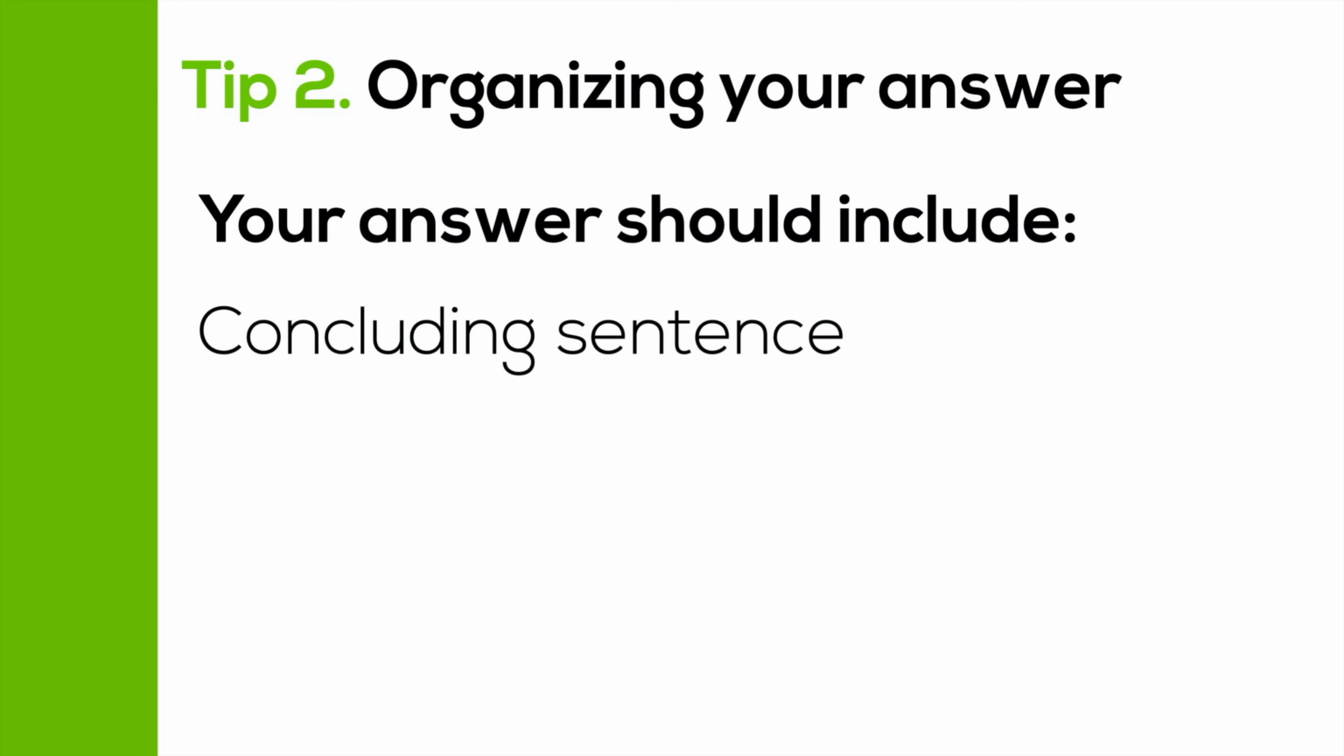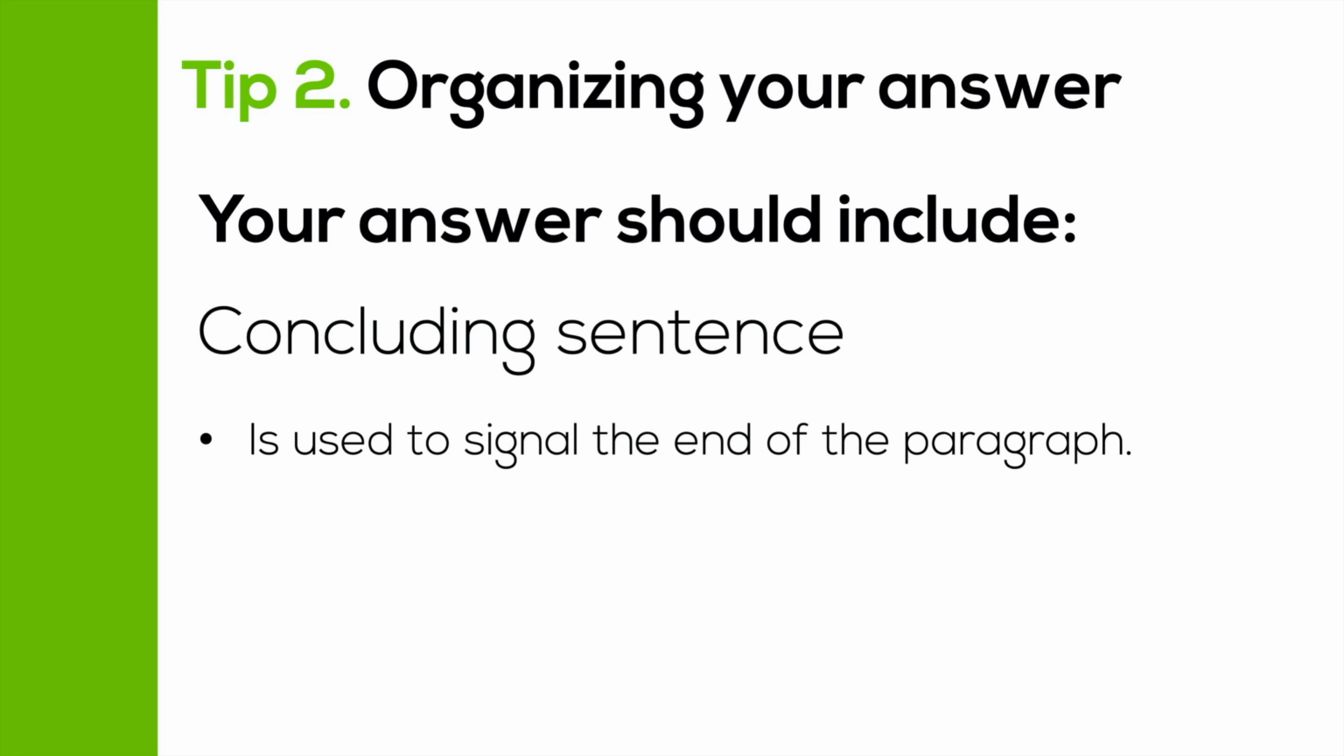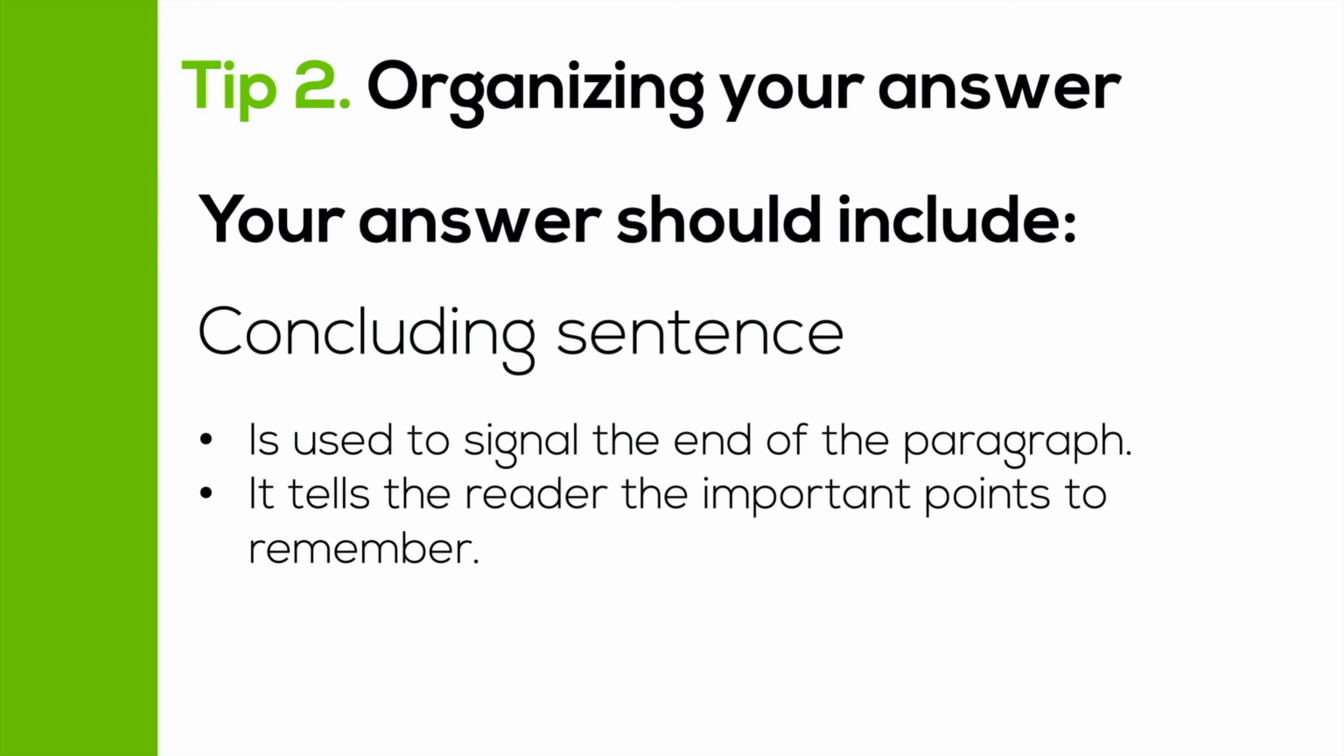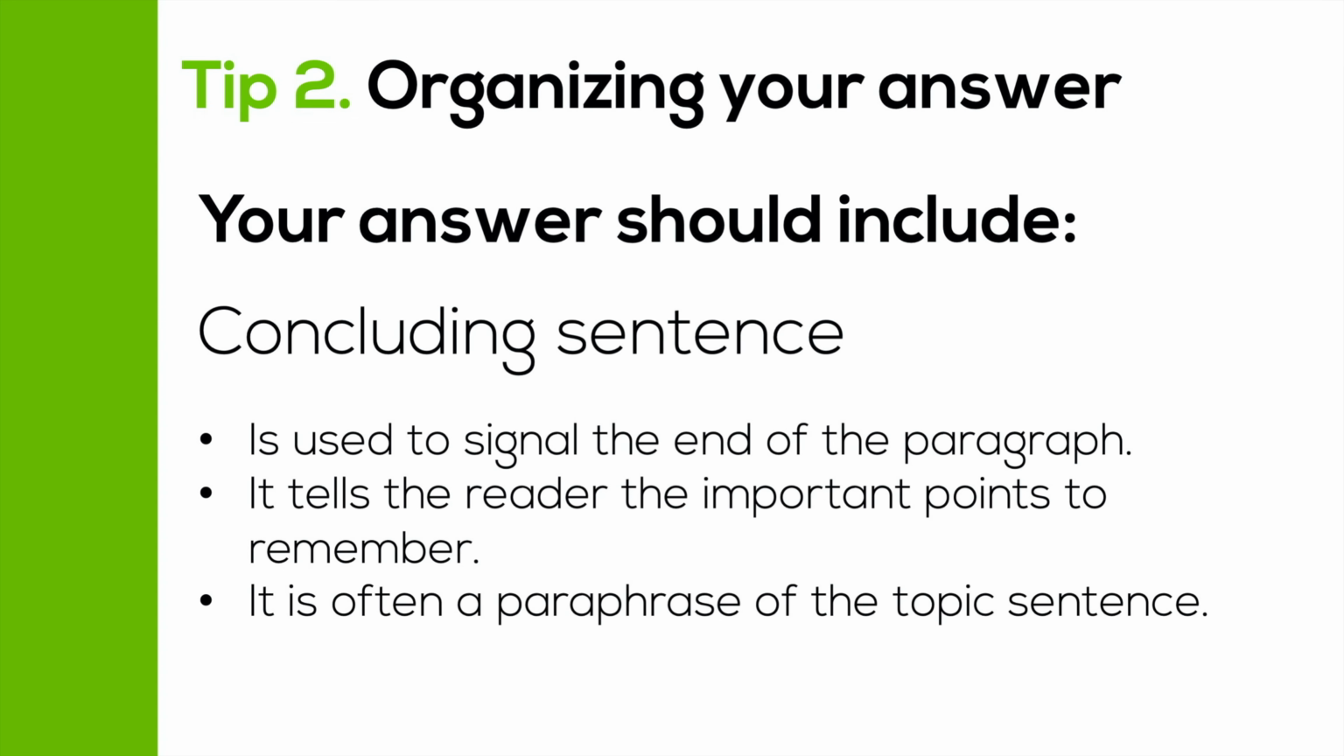Okay, now let's take a look at the third point of a good paragraph, and that is the concluding sentence. For this writing task in the Duolingo English test, I believe it's important to include a concluding sentence. So what is a concluding sentence? Well, a concluding sentence does these three things. It is used to signal the end of the paragraph. It tells the reader the important points to remember. And importantly, it is often a paraphrase of the topic sentence. Your topic sentence and your concluding sentence should be closely related.